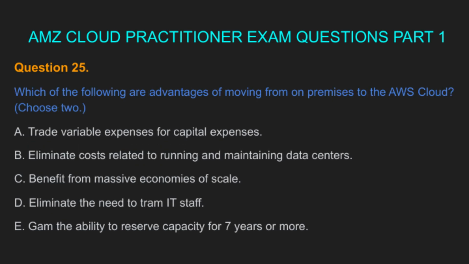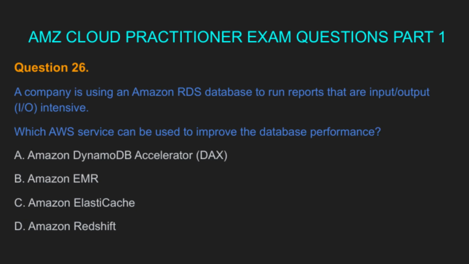Question 25. Which of the following are advantages of moving from on-premises to the AWS cloud? Choose 2. A. Trade variable expenses for capital expenses. B. Eliminate costs related to running and maintaining data centers. C. Benefit from massive economies of scale. D. Eliminate the need to train IT staff. E. Gain the ability to reserve capacity for 7 years or more. The answer is B and C.